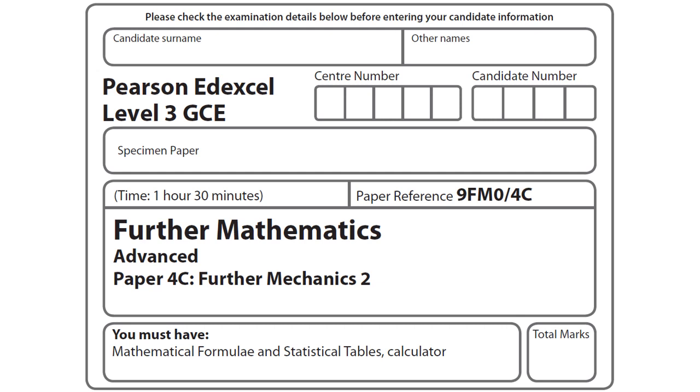This is a walkthrough of a Further Maths A-Level Further Mechanics 2 paper.